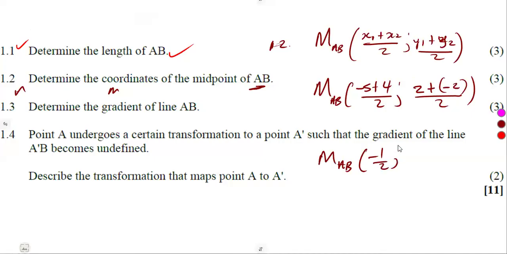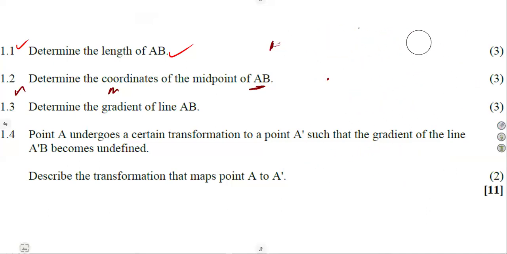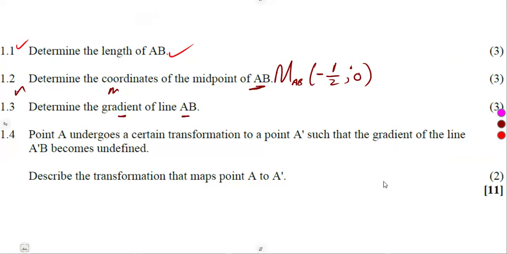That's minus 1 over 2. This one was going to give us 0 over 2, which is a 0 like that. So that is it. We have got the midpoint of AB. So the midpoint of the line AB was going to be minus half, as we had it, versus a 0 like this. All right, determine the gradient of AB.